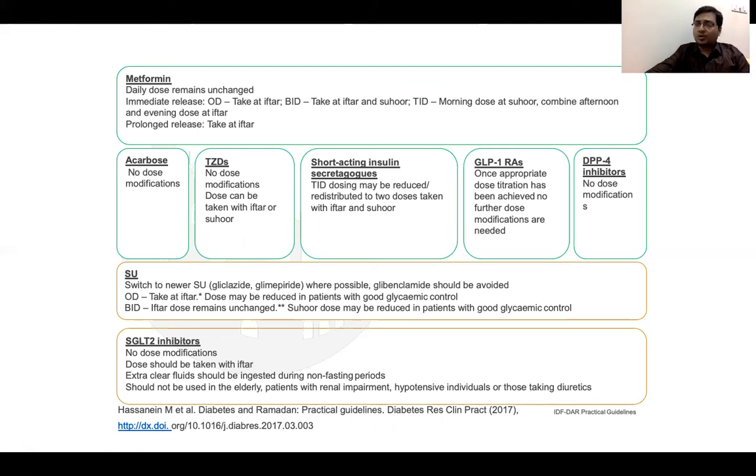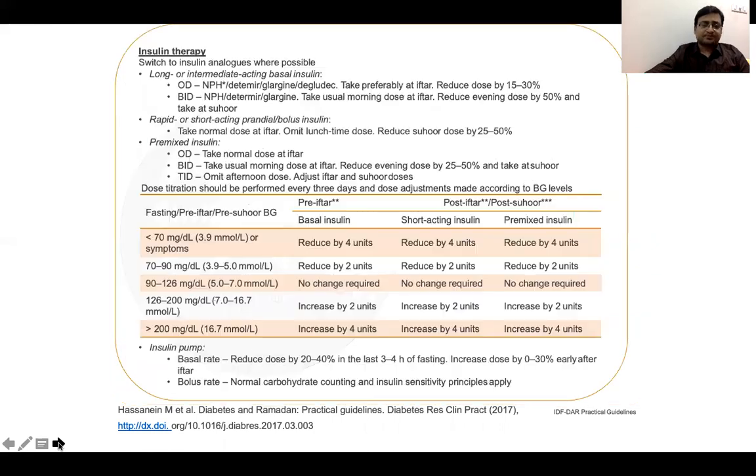SGLT2 inhibitors: no dose modifications. The dose should be taken with iftar. Extra clear fluid should be ingested during the non-fasting period because the dehydration risk is high, and they should not be used in the elderly, patients with renal impairment, hypertensive individuals, or those taking diuretics for other CVDs.